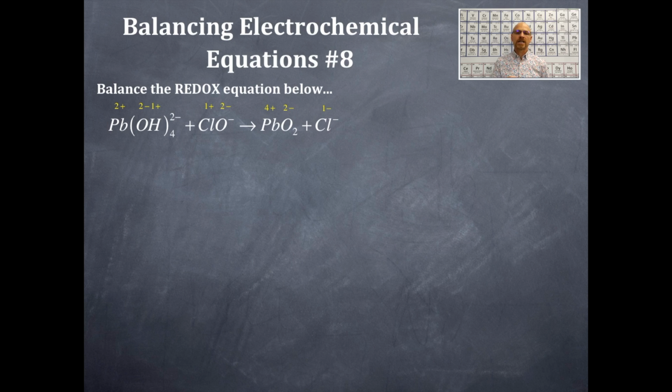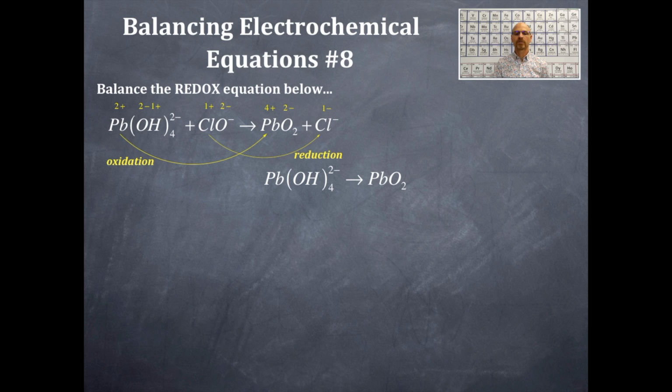Now what we can do is define which 2 elements are undergoing a change in oxidation number from the reactant side to the product side. And that would be, first of all, the lead. That's going from a 2+ to a 4+. That's an increase in oxidation number. That's why that's oxidation. And then the chlorine is the second one, going from a 1+ to a 1-. That's a decrease in oxidation number. That's reduction, of course. So now we're going to write our 2 half reactions.